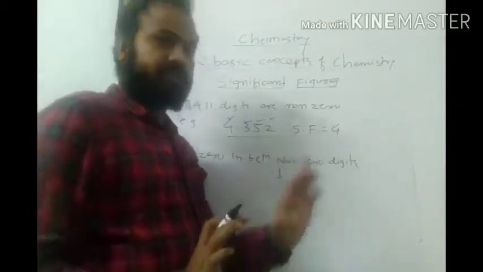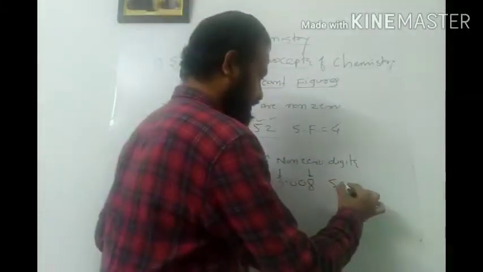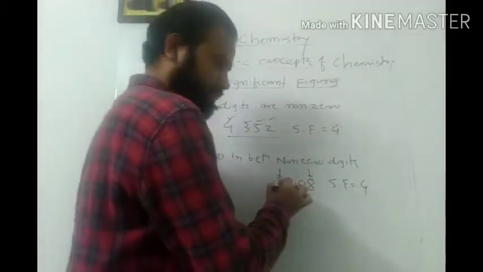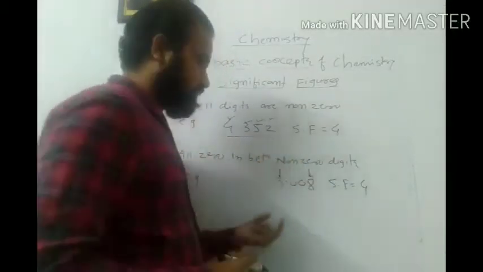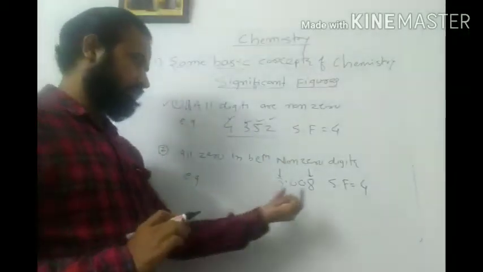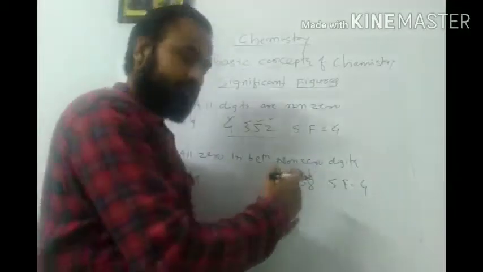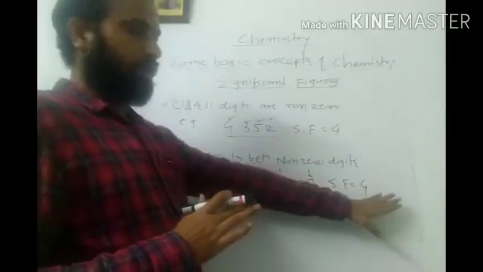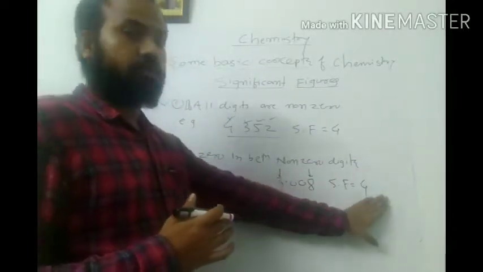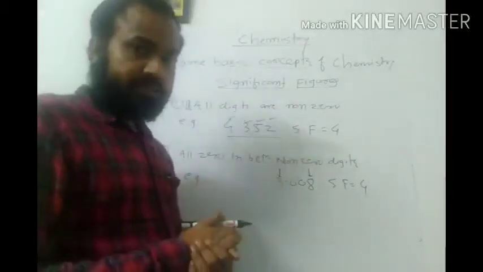This means I have to count these digits while writing down the significant figures. So I can write the number of significant figures for this as 4, because first, second, third and fourth, these zeros I have to consider as significant figures. This case is also known as the case of trapped zeros. If zeros are trapped between non-zero digits, we consider them significant.